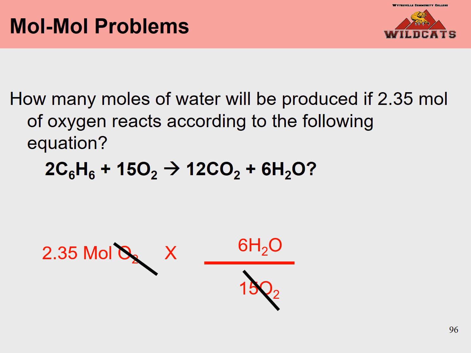And if you'll notice, this is pretty simple. 2.35 times 6 divided by 15. Please don't worry about simplifying these fractions. And so we take 2.35 times 6 divided by 15, and we end up with 0.940 moles of H2O. Three significant figures because I started with the 2.35.